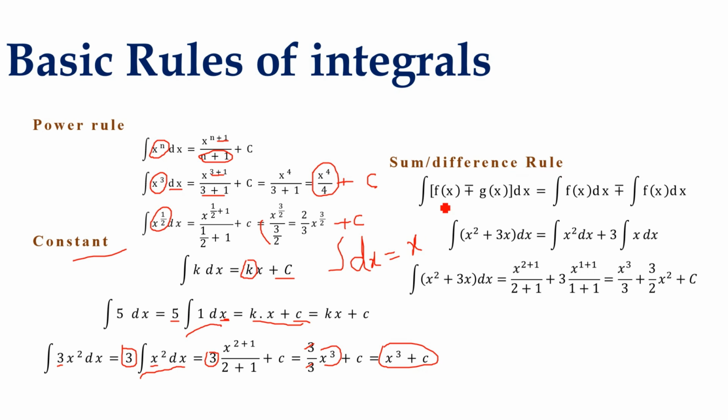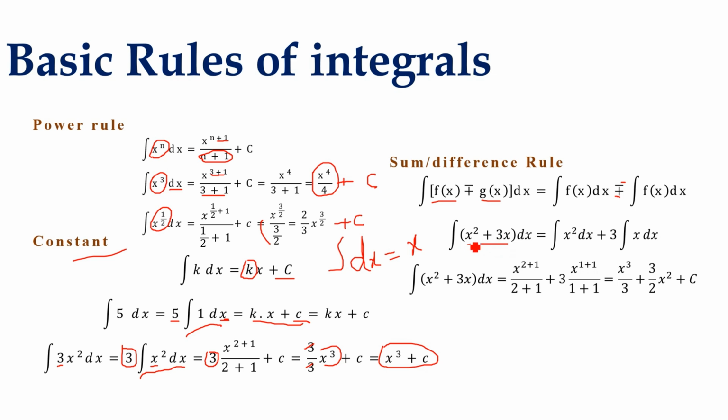Now the sum and difference rule. According to the sum and difference rule, if we have two functions like f(x) and g(x), and they are added to or subtracted from one another, then we first take the integral of the first term, then we take the integral of the second term, and if the sign is plus here, then we write plus, and if the sign is minus, then we write minus.